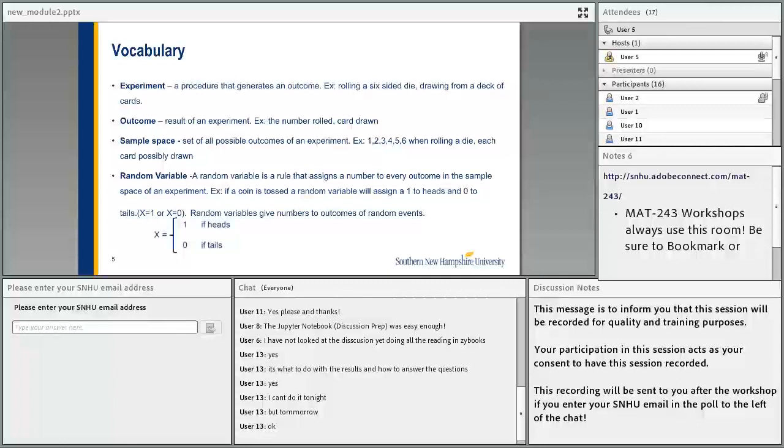So a few definitions first. Experiment, it's a procedure that generates an outcome. For example, rolling a six-sided die, drawing from a deck of cards, those are experiments. Outcome is the result of an experiment. That's the number rolled or the card drawn. We have looked at some of these definitions last week, so this is more of a review. Sample space, it's a set of all possible outcomes of an experiment. So if we are rolling a die, the numbers from 1 through 6 would be the sample space.